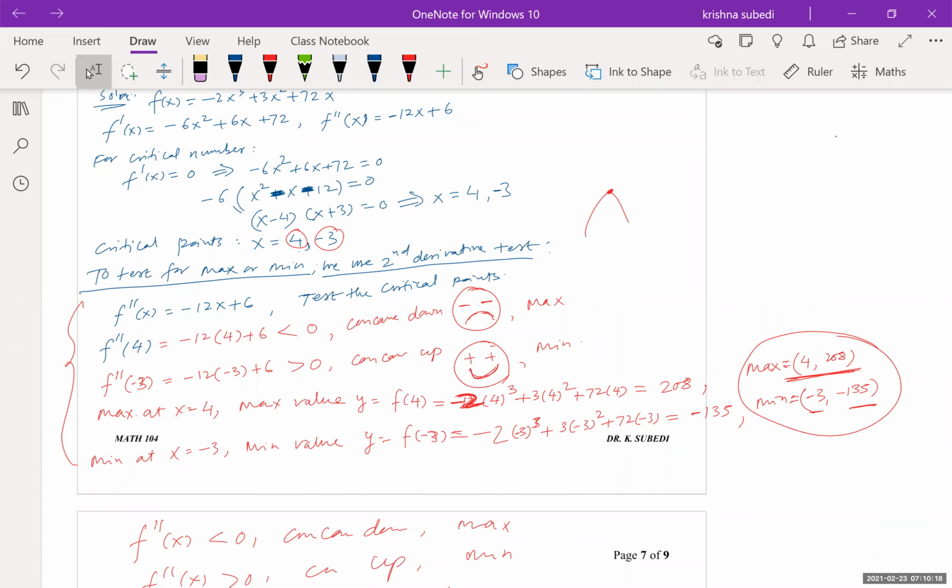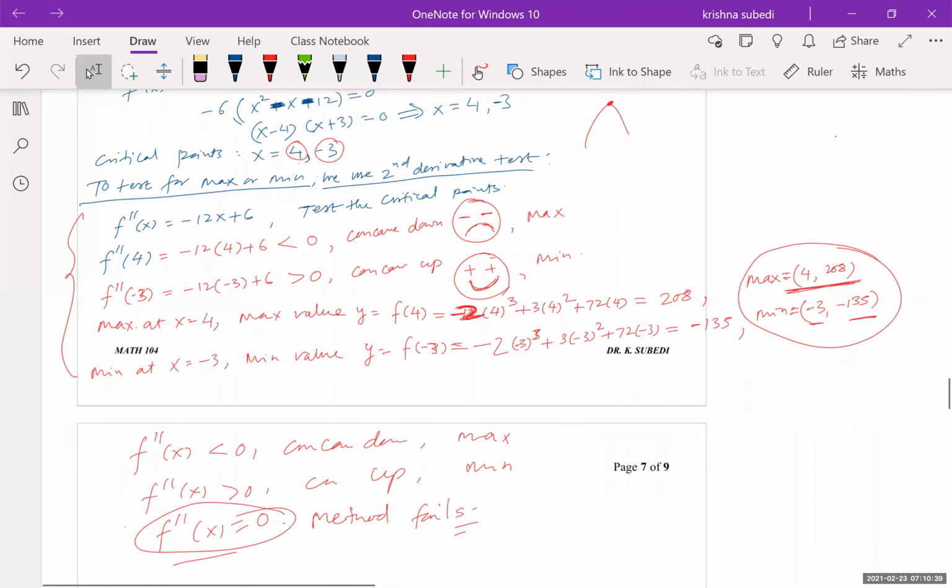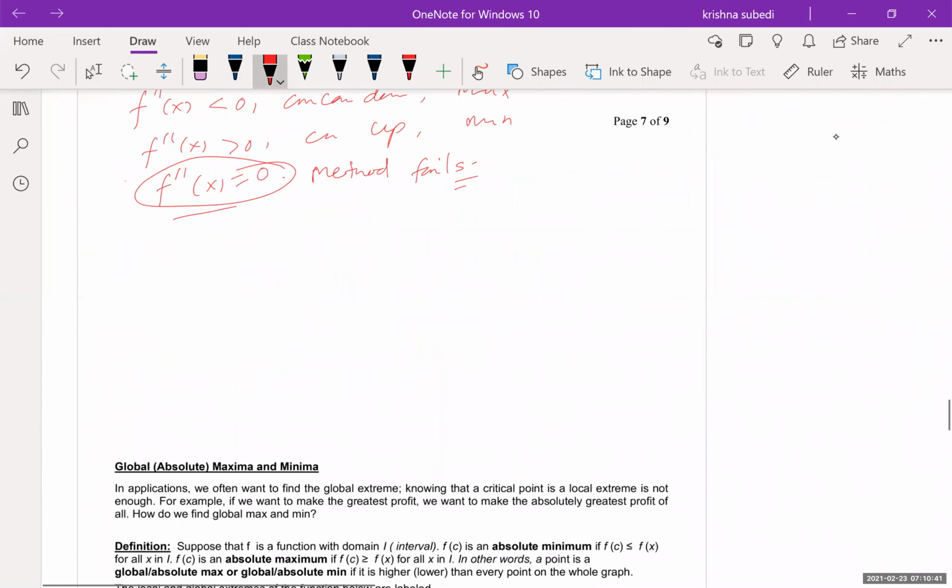So in the future, sometimes we use first derivative, sometimes we use second derivative, depending on the situation, depending on the type of functions we are given. So we will learn that down the road. All right, guys, in this section, part 1, this is what we are supposed to do. And in part 2, we'll be talking about global maxima and minima in our next class.